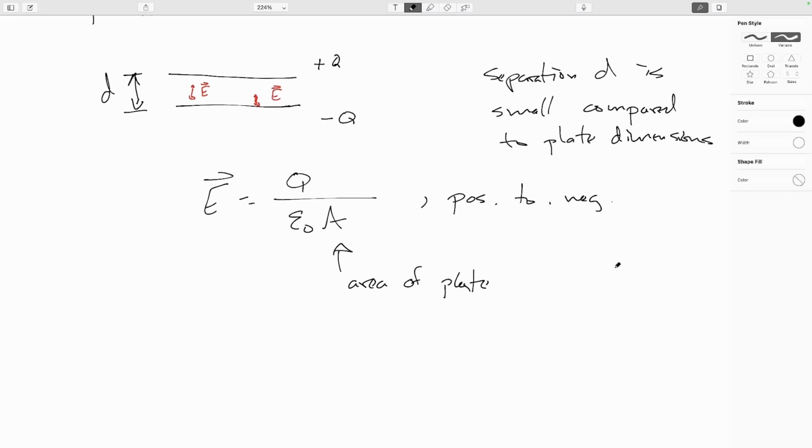This number, epsilon naught, gets a really fancy name. It's called the permittivity of free space. It is 8.85 times 10 to the negative 12 coulombs squared per Newton meter squared.